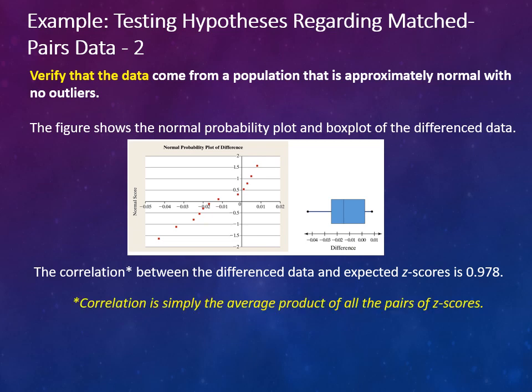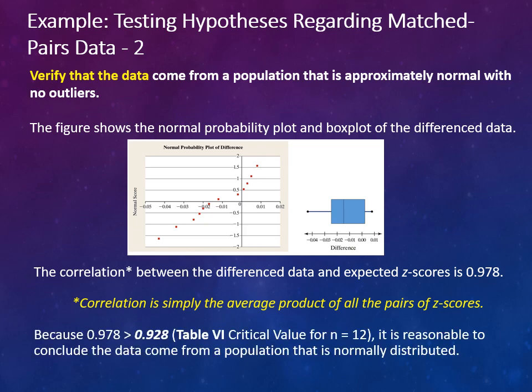Now correlation is simply the average product of all the pairs of z-scores. So we'd look at the x sub 1 z-score and the y sub 1 z-score, multiply them, then x sub 2 times y sub 2 z-scores, multiply them, add them all up, and divide by 12, the number of students we had, and then you get the average product. And that's what that 0.978 is.